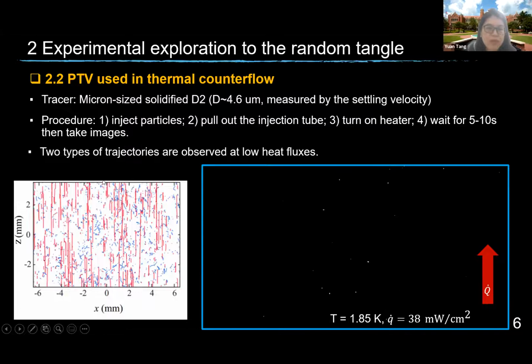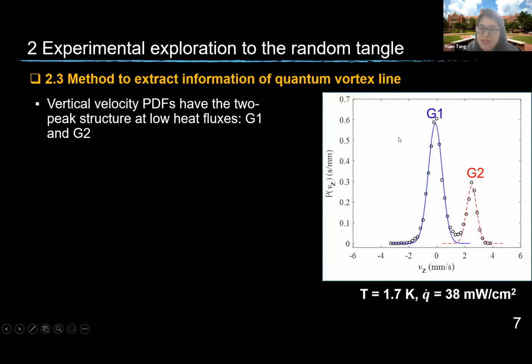According to the experimental observations, at low heat flux, those two distinct groups of particles will appear. This is the vertical velocity distribution of those particles. It exhibits two nearly separate peaks. The G2 particles contribute to the peak with the higher mean value, while the velocity measurement of the G1 particles contribute to the peak with the lower mean value.